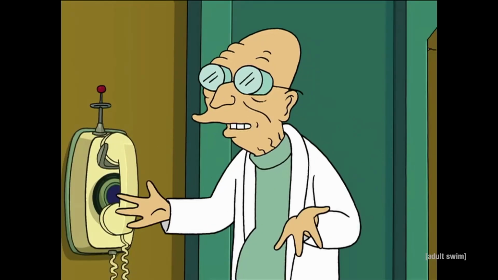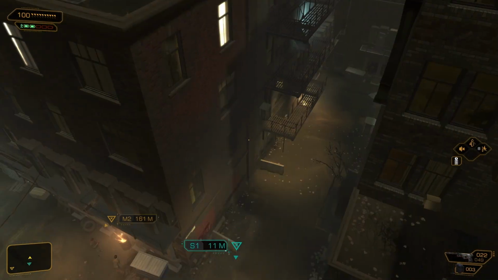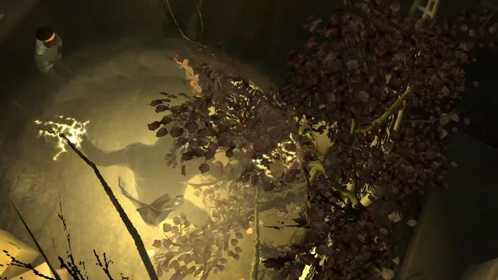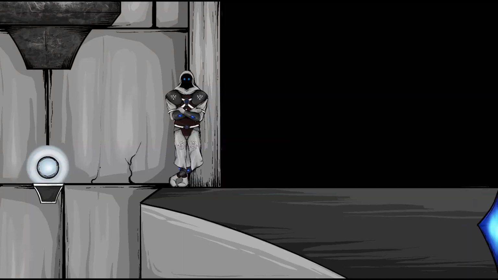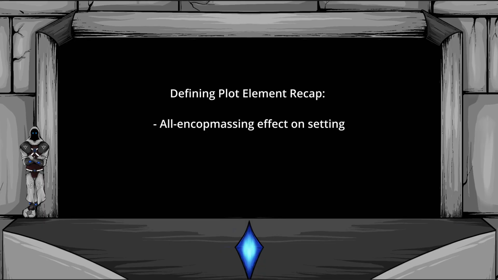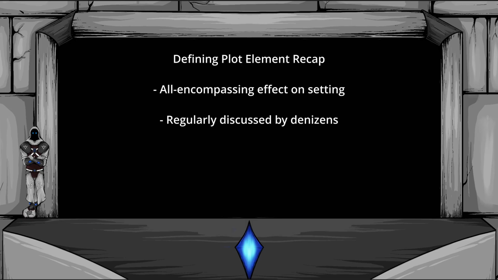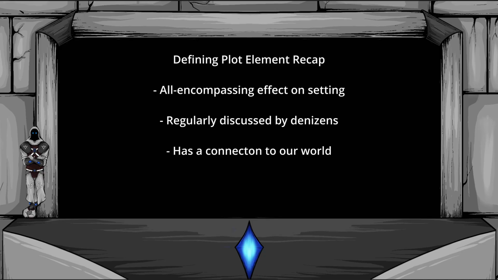Good news, everyone! The defining plot element falls into the universal lessons category, so no need to divide the lesson by creator type this time. It doesn't matter if we are talking about a book, TV series, or game, the principles of a defining plot element are the same. It must have a clear, all-encompassing effect on the setting, the denizens should regularly discuss it, and ideally you can make it more relatable with a connection to our world.